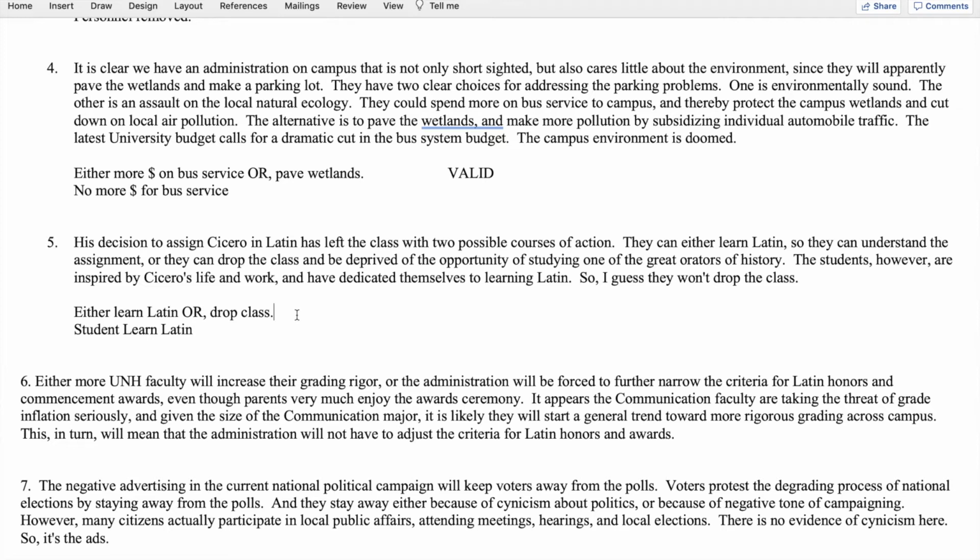However, as we look at this, we see that the second premise affirms the first disjunct, making this an invalid argument because it commits the fallacy of affirming a disjunct. We cannot conclude then that the students won't drop the class. They could study Latin and then still drop the class, right? And that's why it's an invalid argument. Knowing that one of the disjuncts is true doesn't tell us anything about whether the other disjunct is true or false.